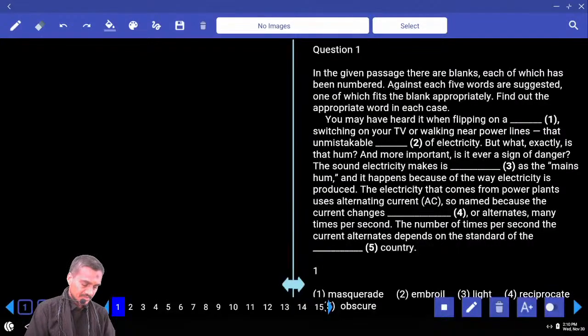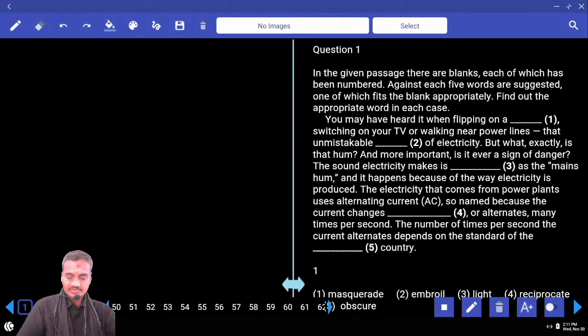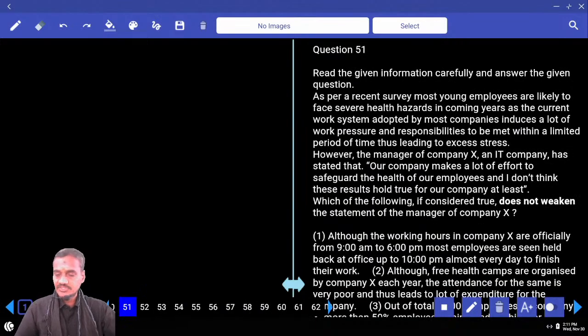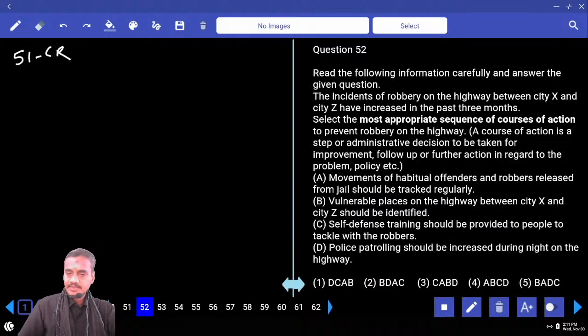Now paper number 36. In this paper, question numbers 51 onwards. Which category do they come under? 51 is based on critical reasoning. Tell me, does critical reasoning come under the first or the second priority? Now question number 51, let us write this down: 51 is based on CR, and 52 is again based on CR.